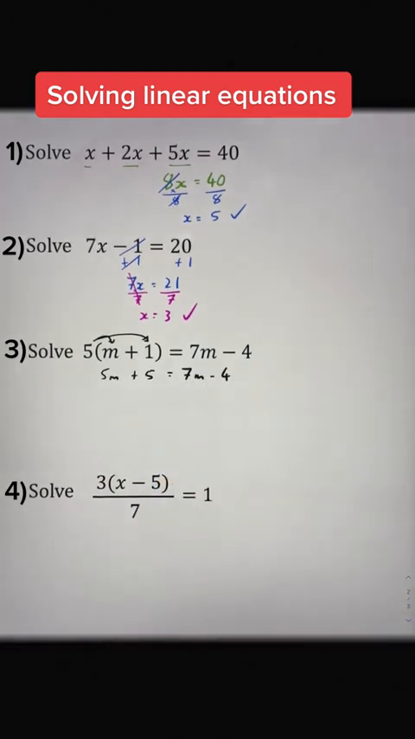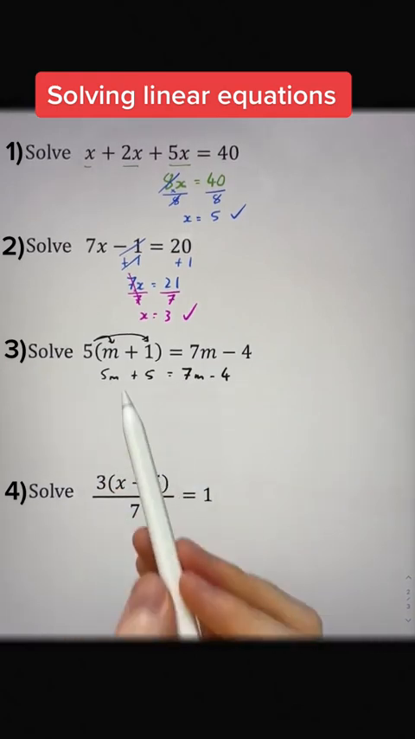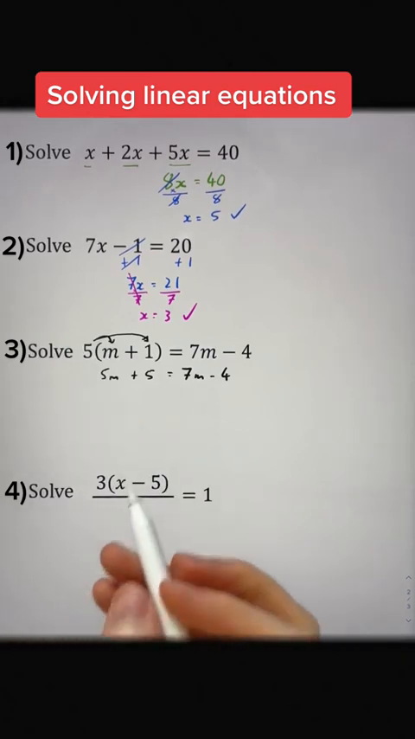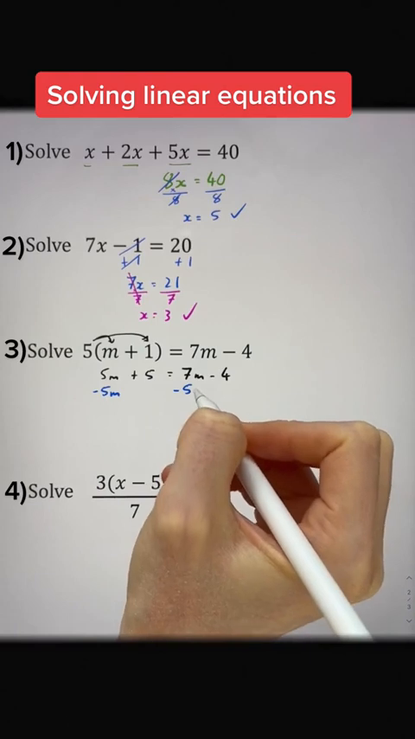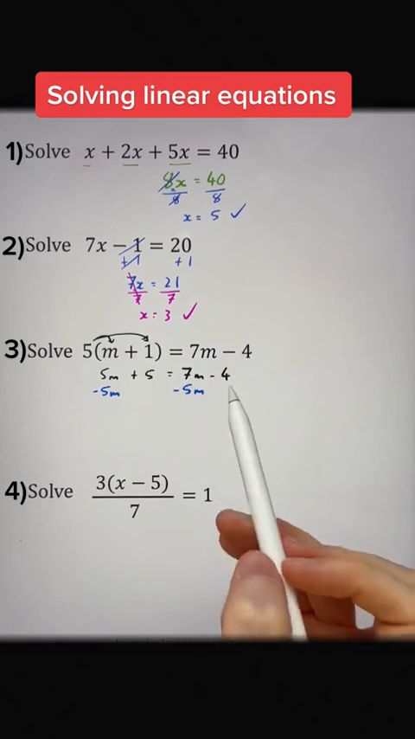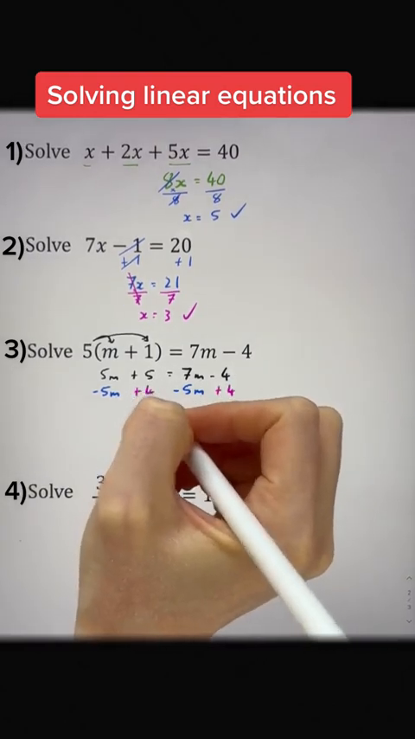As I'm solving for the letter m, I currently have 5m on the left and I've got 7m on the right. As I've got more amounts of m on the right, I'm going to bring the 5m across to the right by doing the inverse. The opposite of add 5m is to subtract 5m from both sides. As I want the terms with m to be on the right, I'm going to move my number terms across to the left. So the opposite of negative 4 is I'm going to add 4 to both sides.